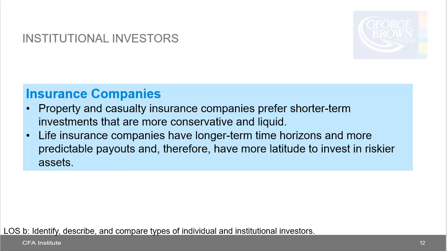The other type of insurance company is life insurance companies, which make payments to the policyholder's beneficiaries in the event that the policyholder dies while the insurance coverage is in force. They have longer-term time horizons, more predictable payouts, and therefore have more latitude to invest in riskier assets. Insurance companies try to match their investments to their liabilities. This process is called asset liability matching, and it reduces the risk that the company will fail to pay its claims. Most large insurance companies manage their investments in-house.